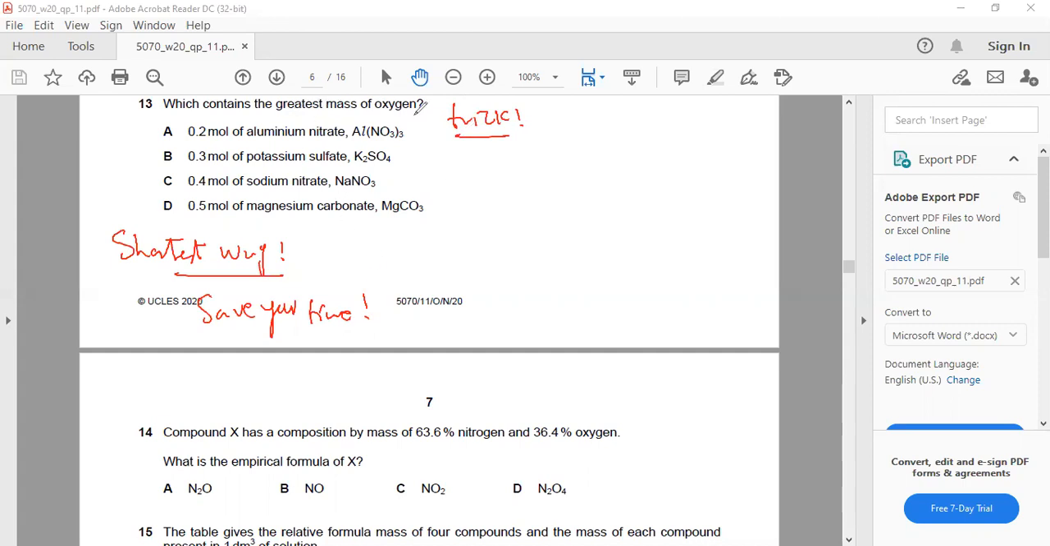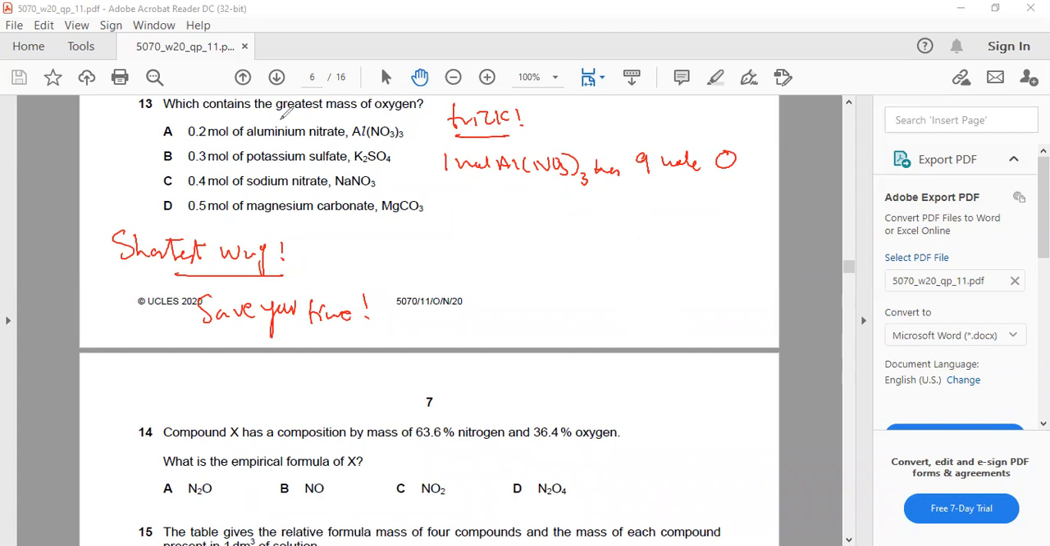You have to know the mass of oxygen. If you know the greater mole of oxygen, we can know the mass also, right? And you must know one thing: 1 mole of aluminum nitrate has how many moles of oxygen? 3 multiplied by 3, 9 moles of oxygen. How many moles? 9. So you can say 9 moles of oxygen, correct?